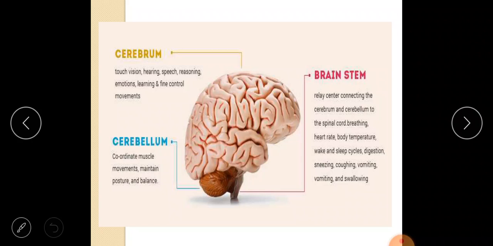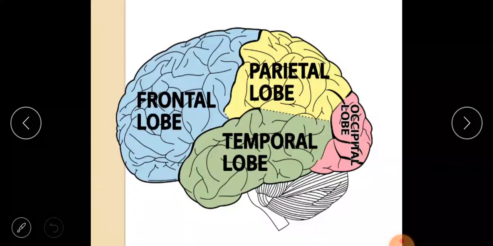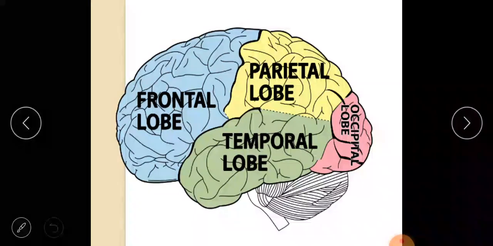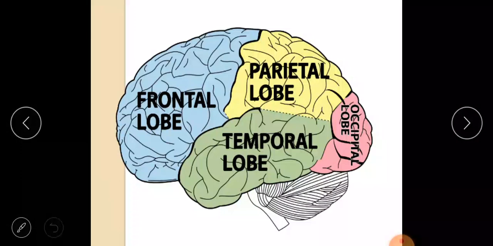Let us move to the next part. The cerebrum is again divided into the outer part and the inner part. Before I move to the outer and inner part, first I'll go to the lobes. The cerebrum is divided into 4 lobes: the frontal lobe, the parietal lobe on the top, the temporal lobe just above the ears, and on the back side, the occipital lobe. This one is the cerebellum and the medulla oblongata.